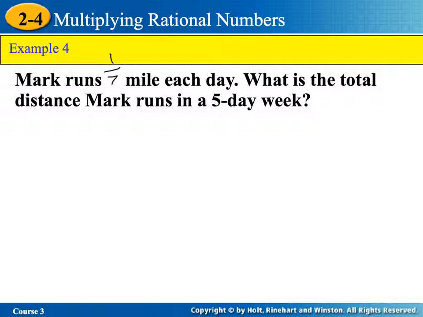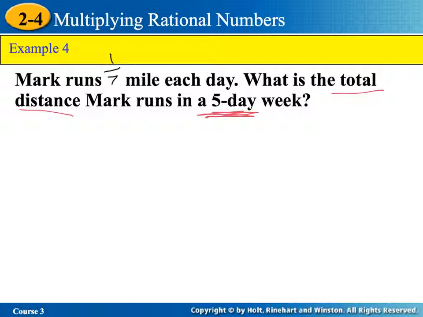Okay, so there's two ways we could do this. One we could add, one we could multiply. It says Mark runs 1/7 of a mile each and every day. What is the total distance Mark runs in a 5-day week? So not 7 days, 5 days in this week. So we have 5 days, and he's running 1/7 each day. 1/7 for 5 days. So how could we do this?